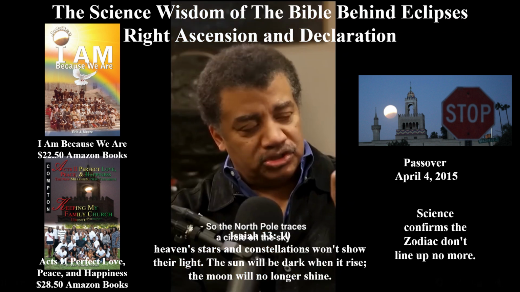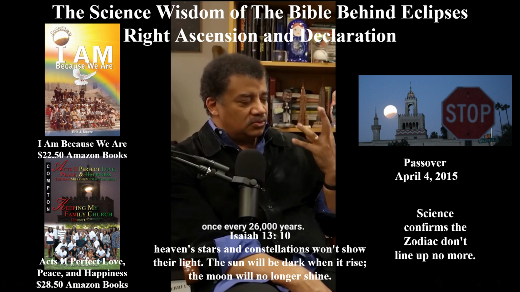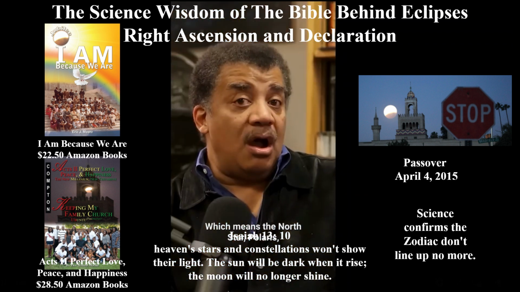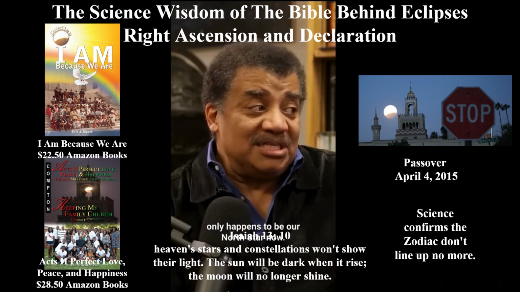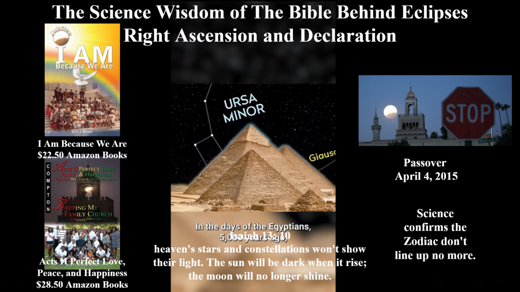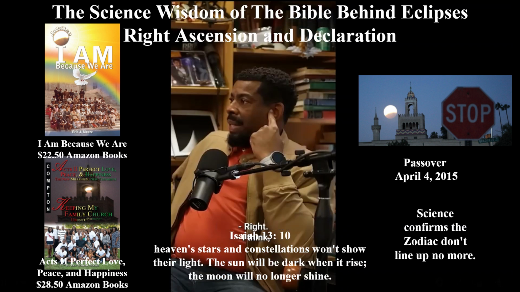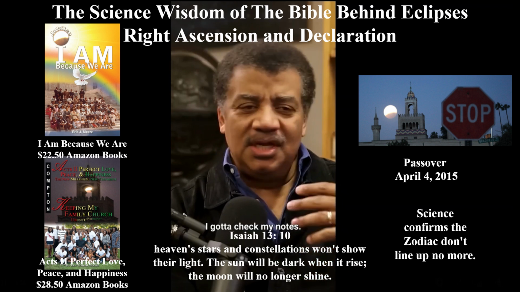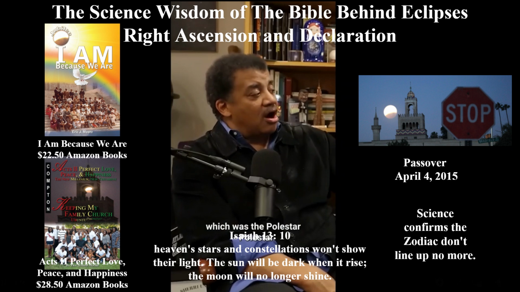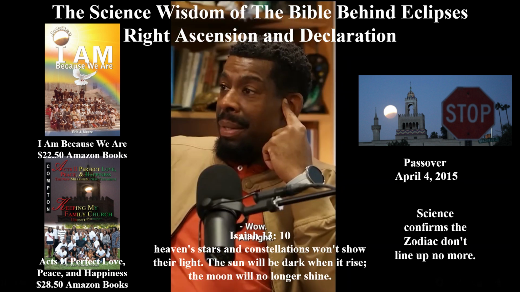So the North Pole traces a circle on the sky once every 26,000 years. Which means the North Star, Polaris, only happens to be our North Star now. In the days of the Egyptians, 5,000 years ago, it was not pointing to the North Star. It was pointing to Thuban. There's some other star, which was the pole star for the Egyptians. Different pole star.